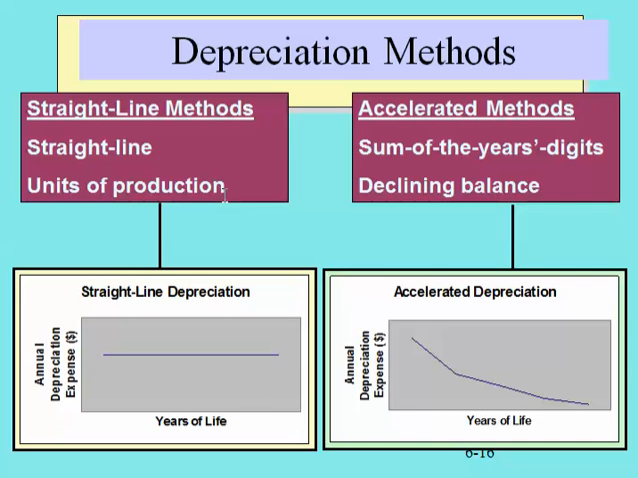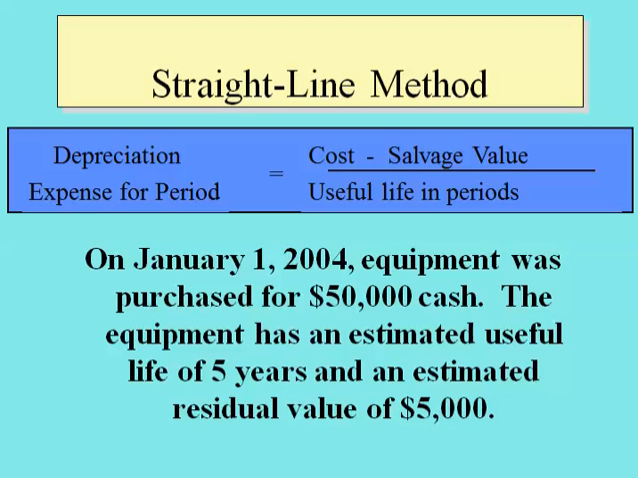So we have straight line, units of production, sum of the year's digits, and declining balance. I'm kind of surprised your author mentioned sum of the year's digits because he doesn't expand on it any further than that. So let's look at how we would do a straight line method. This is used by most companies. It's the easiest to do.